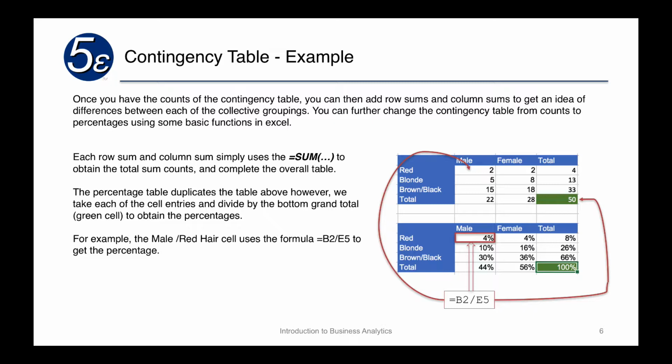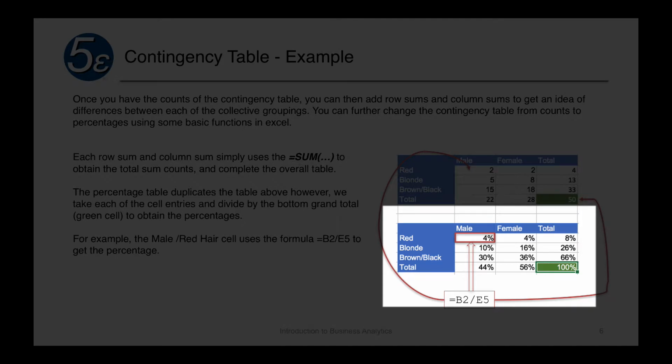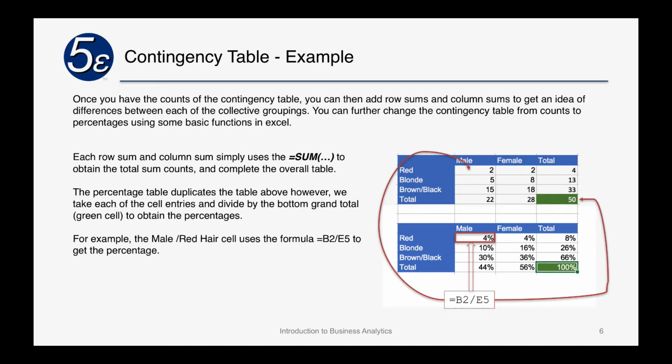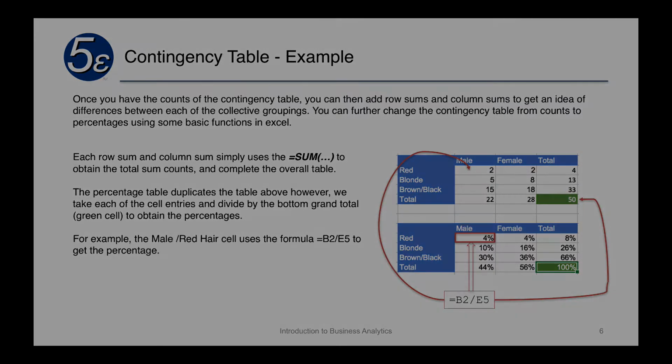What's also important is that we might want to create another table which will calculate the percents from the grand total, which is the box in green. This will give us an idea of the percentage and probability of having those particular types of students. In this case, we had 4% male with red hair and 4% female with red hair, and that would basically constitute the probability of having someone with red hair, female or male.